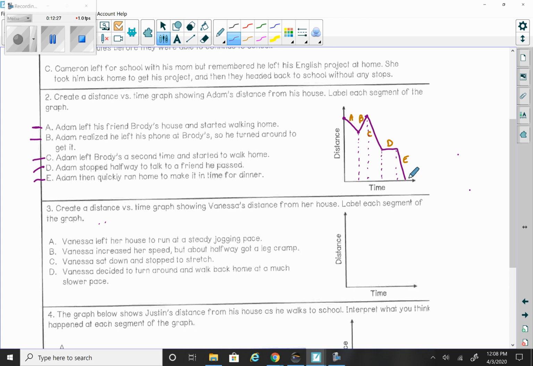So again, that section is A, this is B, here's C, here's D, and here's E, each section of that graph. So when you do these, I would label them right there on the graph, kind of like we did as we were doing it. So you're going to be labeling your sections.